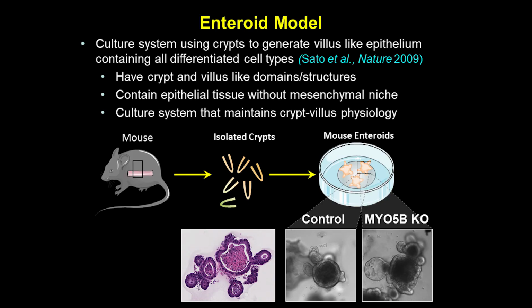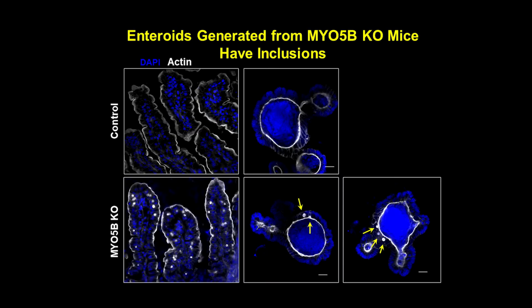I wouldn't be here if we didn't make enteroids, and we have done that using the classic methods that we've heard about already. Fortunately for us, the enteroids recapitulate a lot of the factors here. Here are normal enteroids from a littermate mouse, and here's the myo5B knockout mouse. You can see lots and lots of actin-positive inclusions throughout. In the organoids, I think you can see these large inclusions, and you can see even some of these starting to form from the apical membrane.